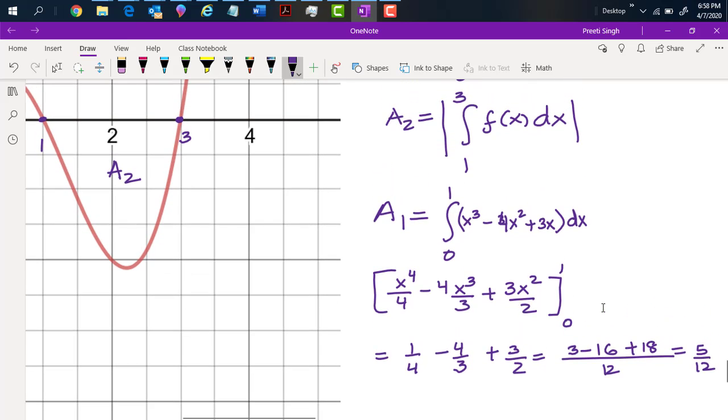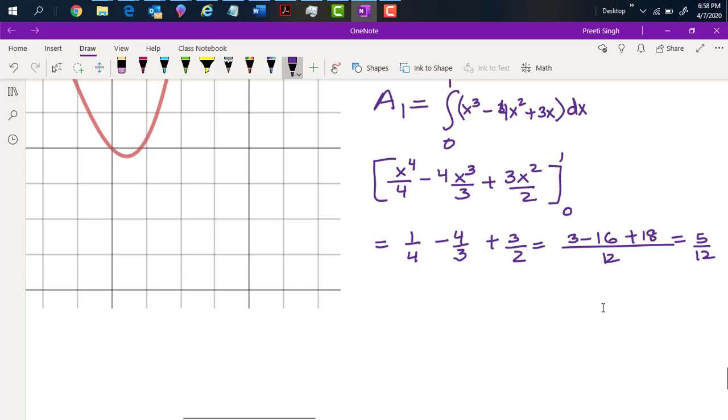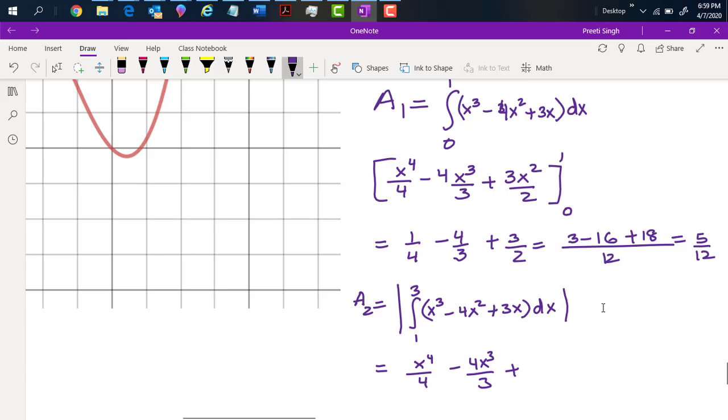Now let's go to A2, which is from 1 to 3. To calculate my A2, I have to take the absolute value of the integral from 1 to 3 of the same function, x cubed minus 4x squared plus 3x dx, right? The absolute value of this, which has the same antiderivative, x to the 4 by 4 minus 4x cubed by 3 plus 3x squared by 2, now with the integral from 1 to 3, and then you have to take the absolute value. This will come out to be negative.